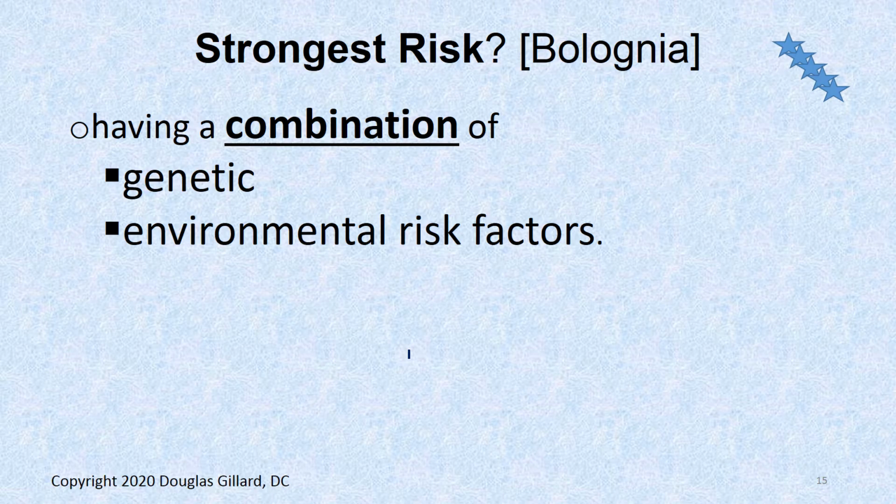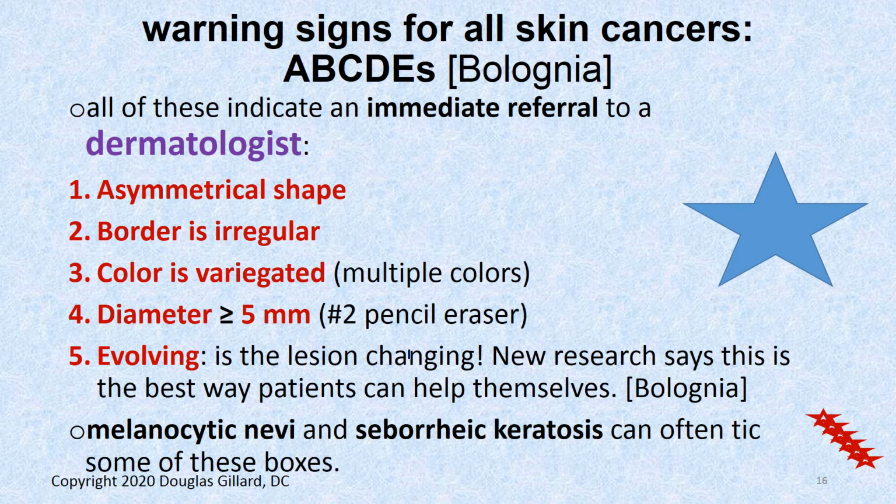The strongest risk factor is having a combination of bad genetics: mom or dad had melanoma, and you are a sunbather. You've been burned a million times when you were a kid. You're at risk. Now, these are the ABCs. These go for all skin cancers, not just malignant melanoma.